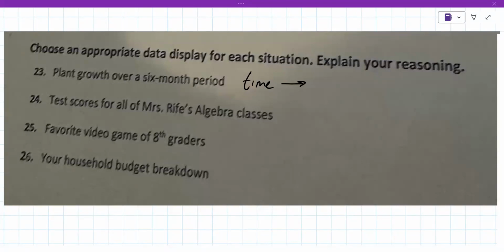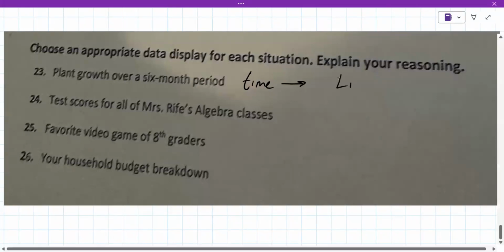Isn't that like a line graph? I feel like it's a line graph, right?